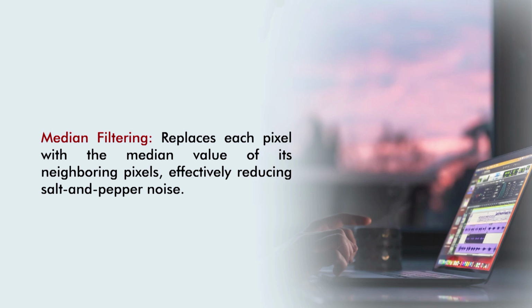Then in median filtering, we have to analyze what the work of median filtering is. It replaces each pixel with the median value of its neighboring pixels, effectively reducing salt and pepper noise, which is very common noise in the image, and we have to reduce this noise because it is very important for image quality. So, according to the Python code, now we are going to understand how it works.